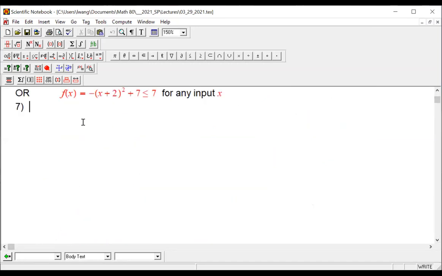When does it reach the maximum? We have a maximum y value. Maximum y value means maximum output, and the maximum output is 7. When does it achieve it? It's achieved at -2. So when the input is -2, the output reaches its maximum.